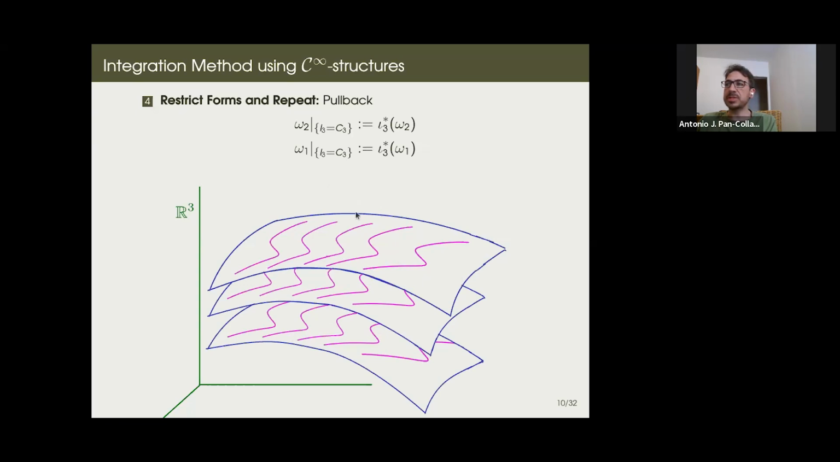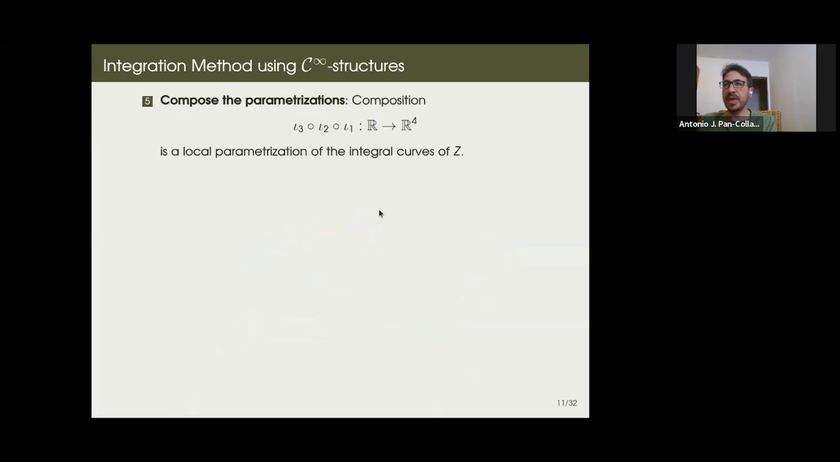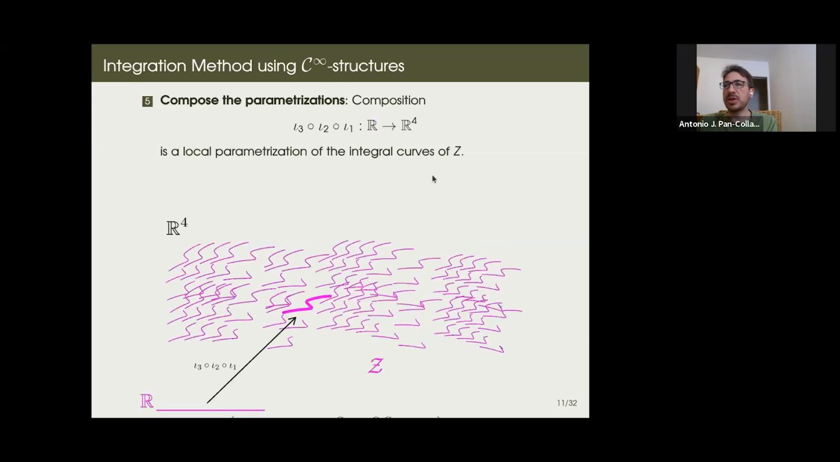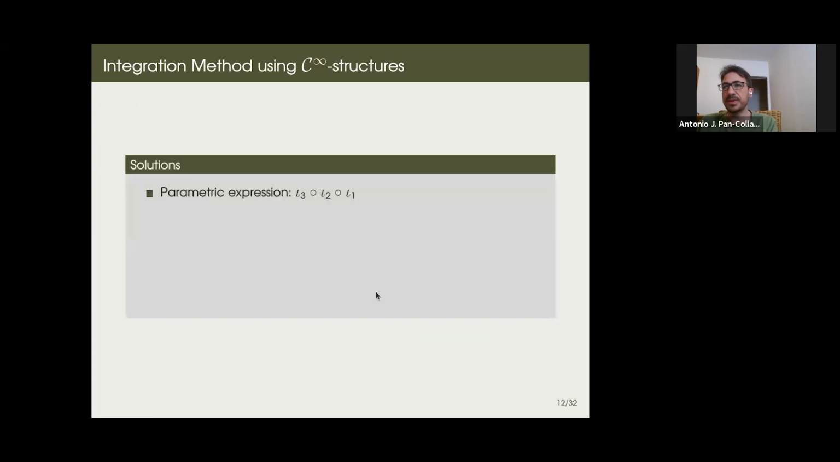So we repeat the process with omega 2, the new omega 2 obtained by pulling back, and repeat again and again the process. At the end, the composition of the local parametrizations is a local parametrization of the integral curves of the vector field set. So this way, we are finding a parametric expression for the solution of the ODE. Indeed, for the prolongation of the solutions of the ODE.